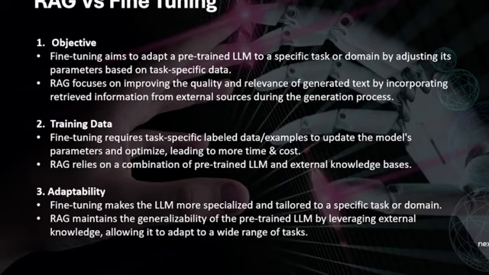Now the question is, do we need fine tuning or do we need to go with RAG? What are the benefits of going with fine tuning and what are the benefits of going with RAG? So first objective: fine tuning aims to adapt a pre-trained large language model to a specific task or domain by adjusting its parameters based on the specific data. You pick a pre-trained model, and for the very first time fine tuning is good because your large language model doesn't know about your dataset.